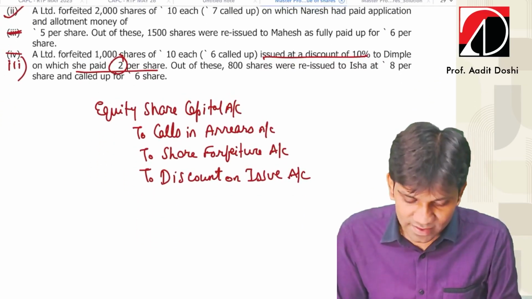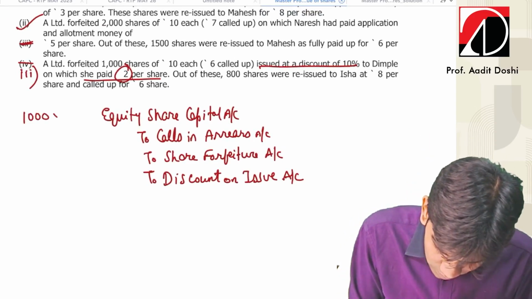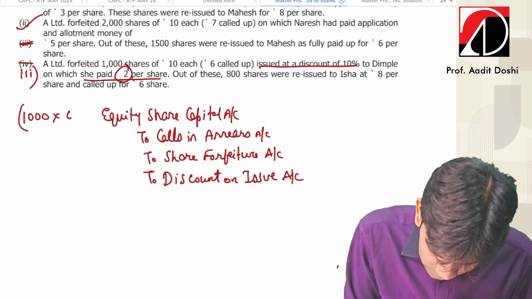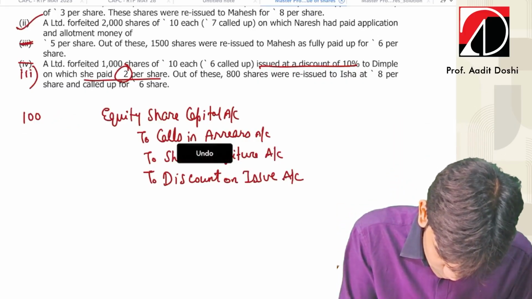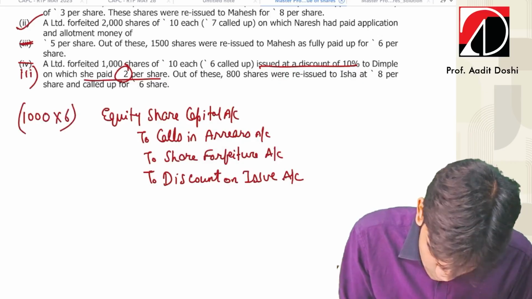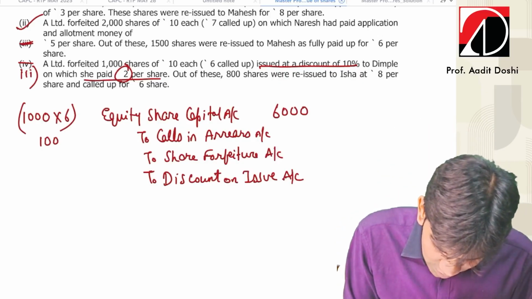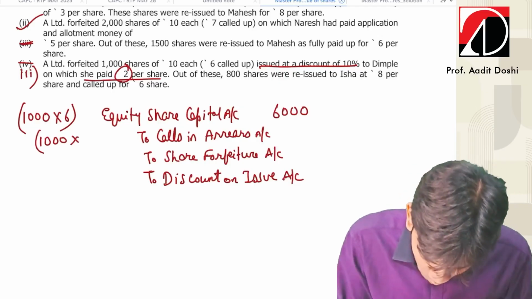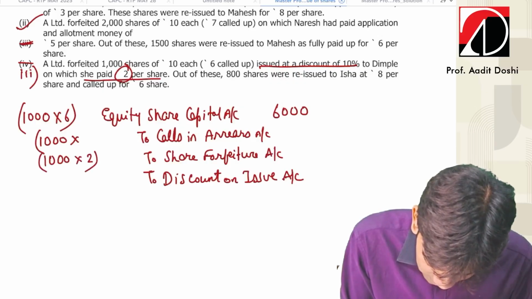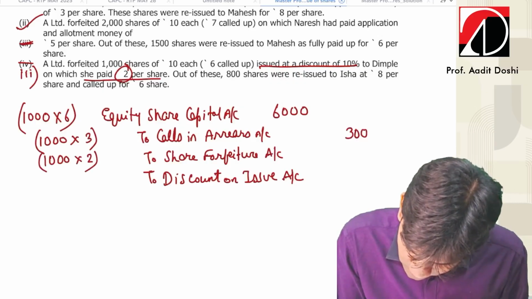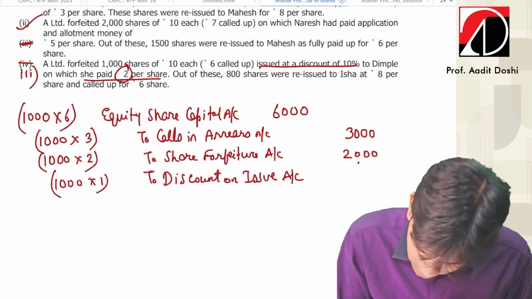Now why such an entry? First of all, how many shares I forfeited? 1000 into 6, face value or called up, whichever is less. This comes to 6000. Call is how much he/she did not pay. उसने कितना नहीं दिया मुझे, उसने 2 रुपया दिया है, तो 1000 into 2 forfeiture में कितना नहीं दिया, 3000, 2000 और डिस्काउंट में 1000 into 1, 1000.